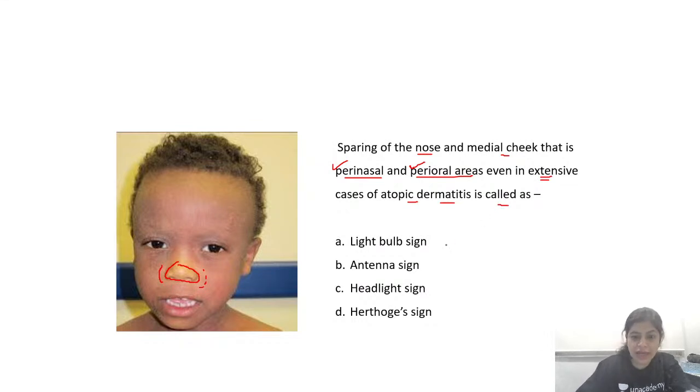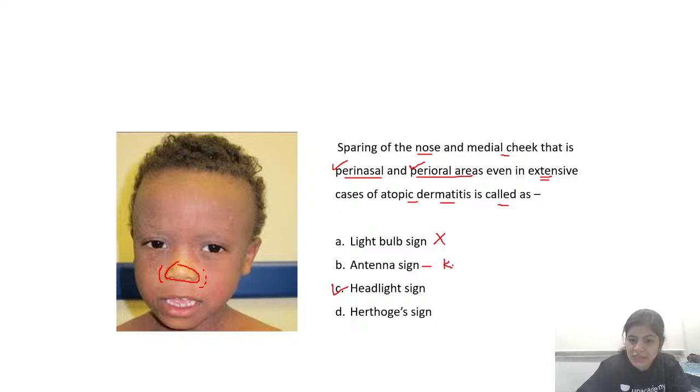Okay, so the correct answer, as Santosh and Naveen have correctly, as well as Achkan has answered, is the headlight sign. Okay, headlight sign is the presence of the sparing of nose and the perinasal area even in extensive cases of atopic dermatitis. So basically what you need to know are the different signs. Okay, like for example the first, there is nothing as a light bulb sign. Okay, so that is completely out.